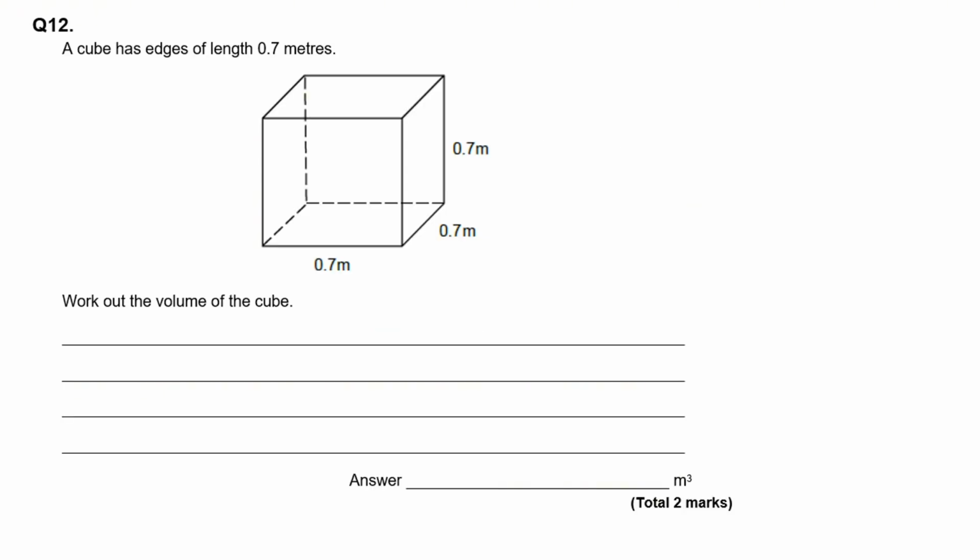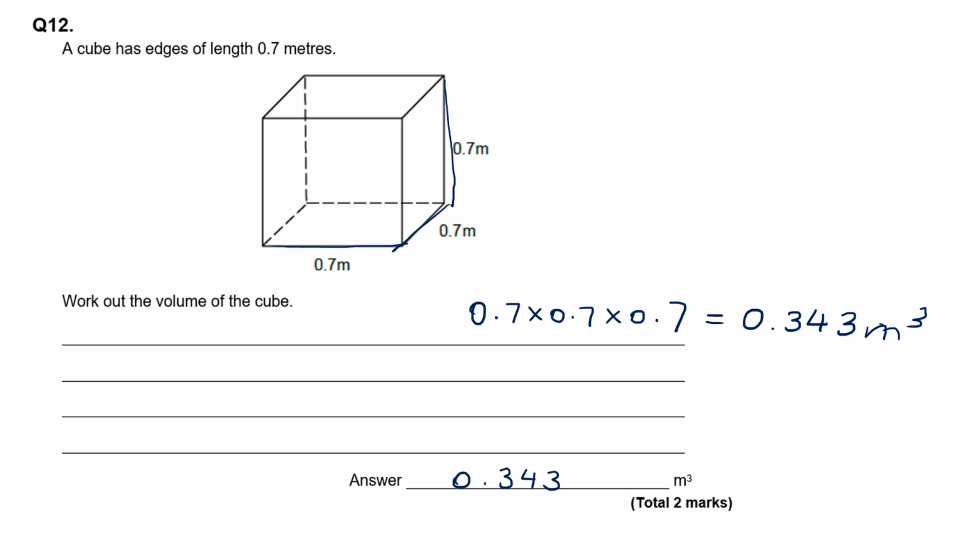Question 12. Work out the volume of the cube. So we need to multiply area of the base times it by the depth. So the area is 0.7 times 0.7 times 0.7. Which gives us 0.343 meters cubed.